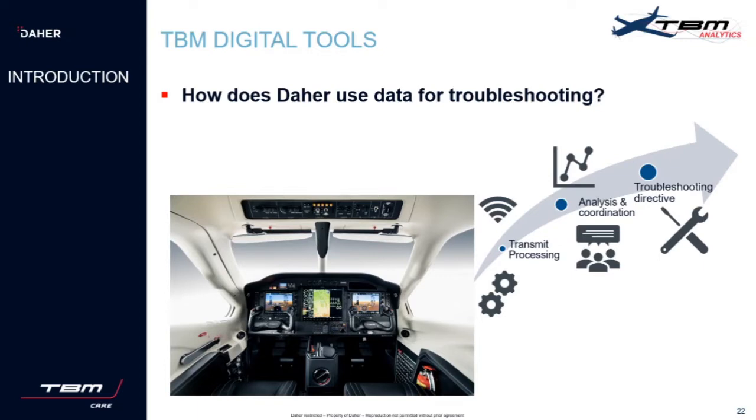The process today is faster with the innovation of the Fastbox, but even earlier model aircraft followed the same path when utilizing data. First, the transmission of all data from the aircraft and processing is completed. Secondly, the analysis of the data and coordination with appropriate parties. Lastly, troubleshooting directive and follow-up.